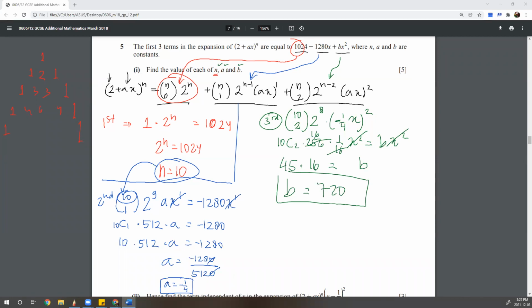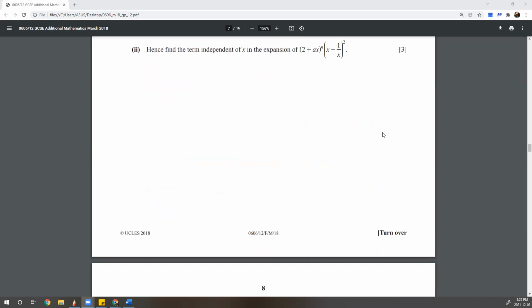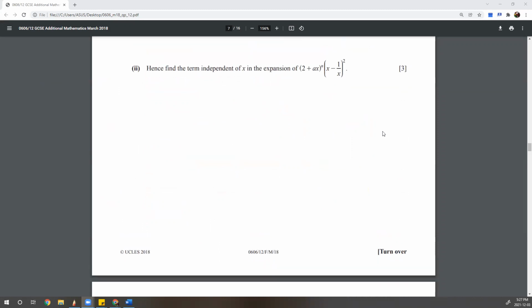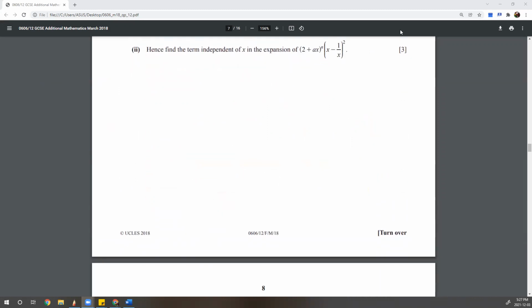Okay, next. I'm copying the question right now. Hence, find the term independent of x. Have you learned about this? The independent term, we have a double expansion. Okay, just read it one more time. We get the a already. a is negative 1 over 4. Right, power n is 10, times by x minus 1 over x squared.